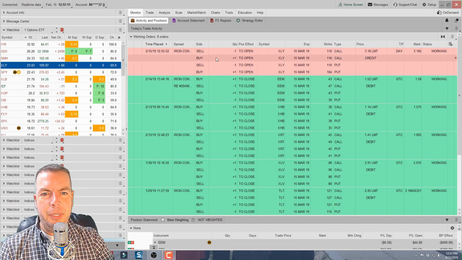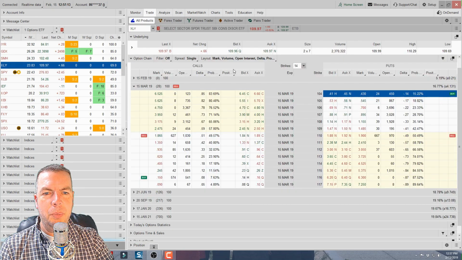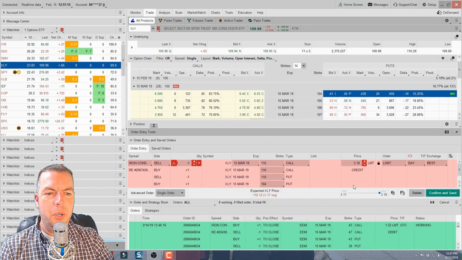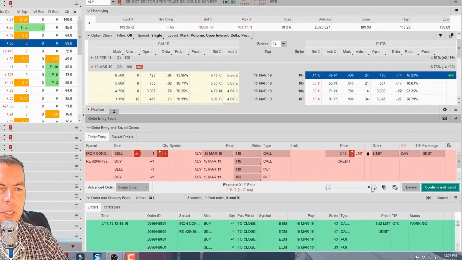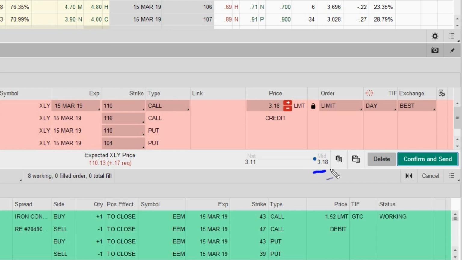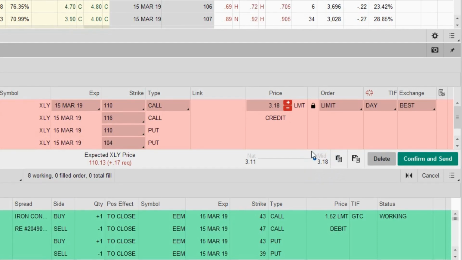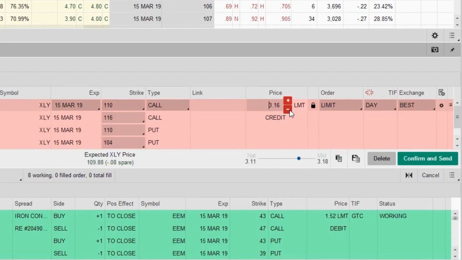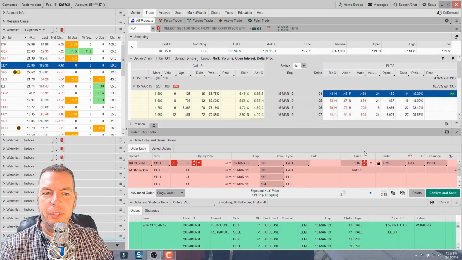But we can also just come in here and right click on that and go cancel replace order. It'll bring our order up here again, and you can see where we are. So we're right up here at the top range of this order. We're looking to get filled here at $3.18. If I wanted to get filled, I could actually just dial this down and get a little bit more between the natural and the mid and get it filled that way. But I don't like to chase so much, so I'll just kind of let it sit here at $3.18.